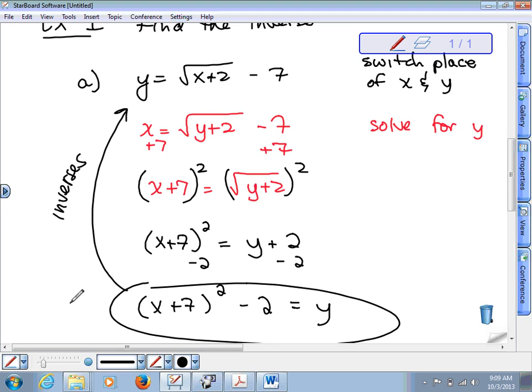You can leave it exactly like this. You don't have to multiply it together. Is that what you're asking? Yeah, you don't have to multiply it together.